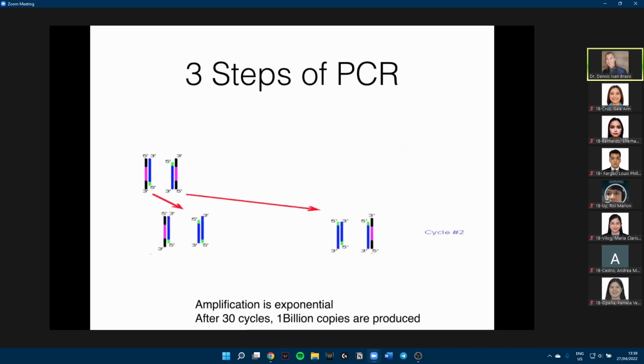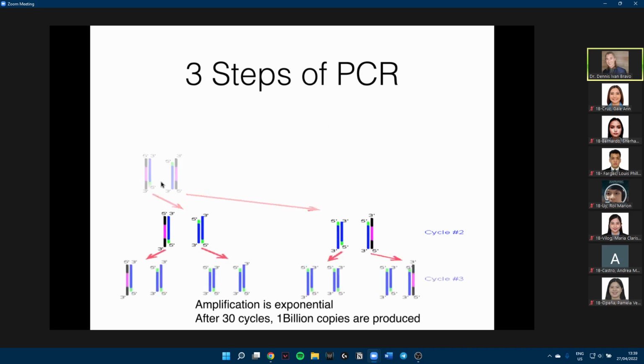After the second cycle, we now end up with 4 copies. And at the end of the third cycle, 8 copies are produced. So the amplification process is exponential. This is the reason why at the end of the 30 cycles, more than 1 billion copies of the DNA have been produced. So I have a question before we continue.